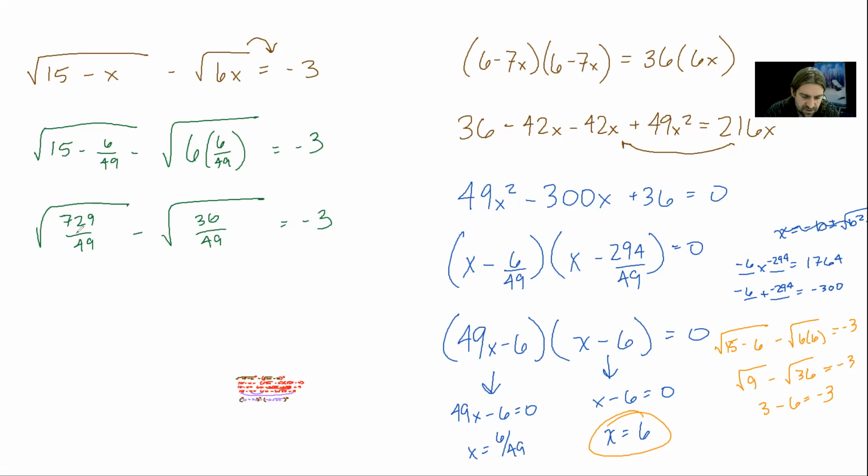Next, what's the square root of 729? I think that comes out nice. That's 27. So this is 27 over 7 minus the square root of 36, which is 6 over 7. Does that equal negative 3? We could subtract those together. Does 21 over 7 equal negative 3? No, that's a regular 3, and 3 does not equal negative 3. So that doesn't work out. It's a weird fraction, it probably wouldn't have worked out anyways. So we get a final answer of 6.